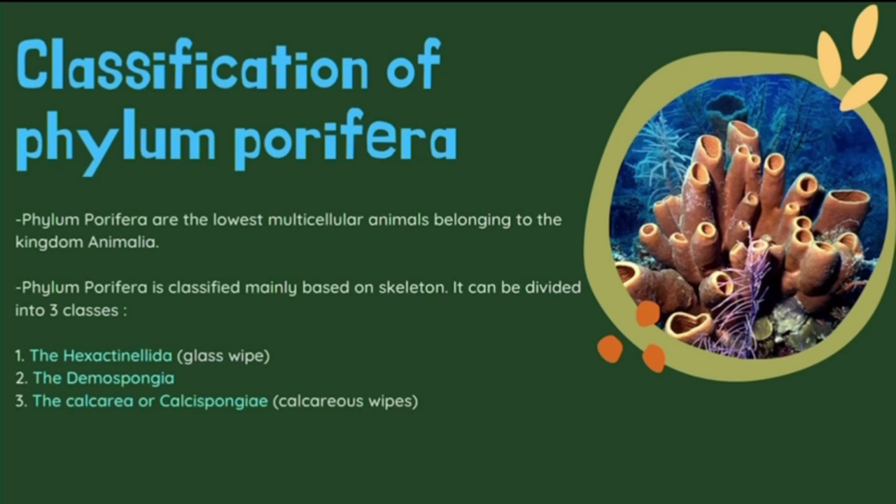Next, phylum Porifera is classified mainly based on skeleton. It can be divided into 3 classes. The first class is the Hexactinellida, also known as glass sponges. The second class is the Demospongiae, and the third class is the Calcarea or Calcispongia, known as calcareous sponges.